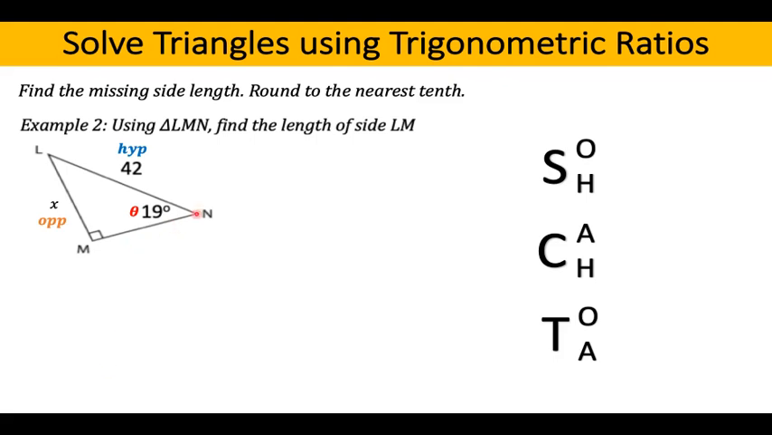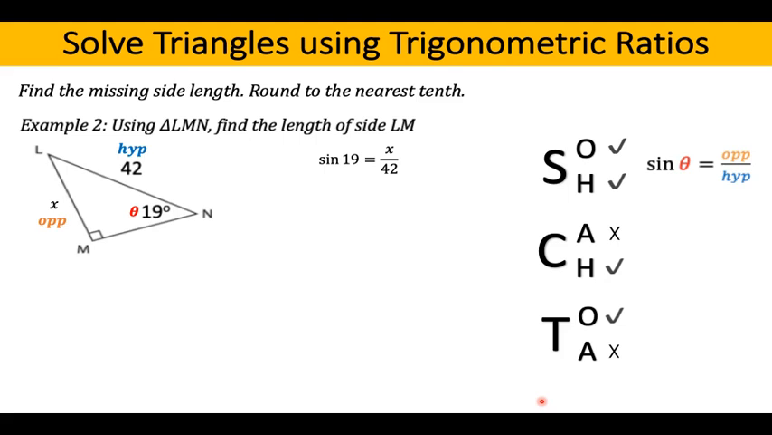And MN is our adjacent side, but I do not recommend labeling that because we do not know anything about it and we don't need to know anything about this side. So only label the sides that you're given and the side that you're asked to solve for to help you determine what ratio you need to use. Because we have opposite and hypotenuse, that is the sine ratio. So we will use sine of theta equals opposite over hypotenuse to solve. So sine of 19 equals, the opposite side is x, and the hypotenuse is 42.